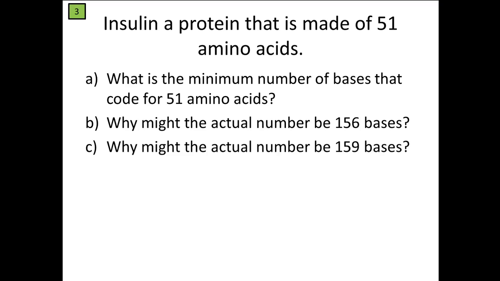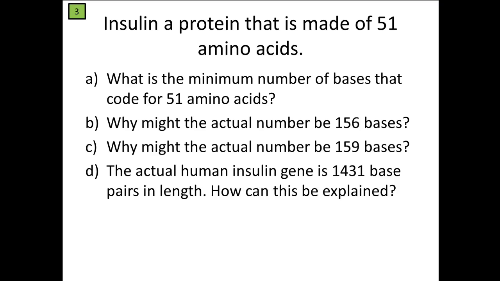Why might the actual number be 159? So that's adding 3 more on. Well, that might be the start codon. The start codon calls for methionine, as we showed previously. However, sometimes that's removed because I don't want to start every single protein with the amino acid methionine. So often when proteins are made, you lose the first amino acid because it just happened to be coded for by the start codon. So the start and stop codon have been included in the count.